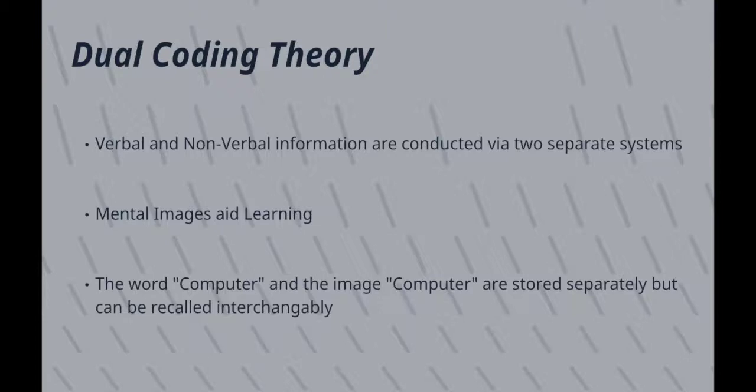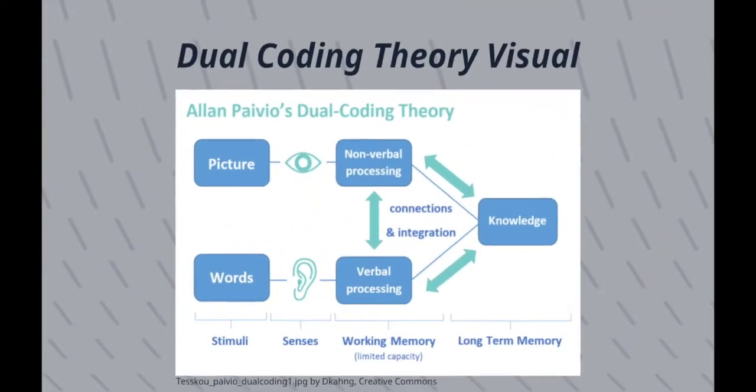One of the ideas of dual coding theory is that mental images created within our mind actually aid in learning, and that while these images are processed and stored in separate pieces of our brain, they can be recalled interchangeably. The word computer and an image of a computer can both be recalled either simultaneously or separately. Even though these two systems are separate, they come together in our working memory to integrate both into long-term memory. As designers, this is important as we can bolster learning through presenting information in two different modalities to utilize both systems.